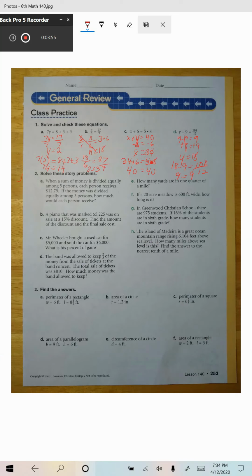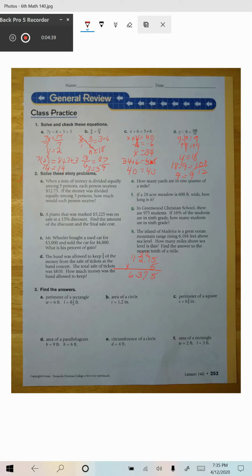Well, first of all, we better figure out how much money it is. And that's kind of easy because in the first problem, we see that each person is getting $12.75, right? And we got 5 people getting it. So let's just take that $12.75 and we'll multiply it by the 5 people who get it to find out the total money to be divided up. I get $63.75. Is that what you get?